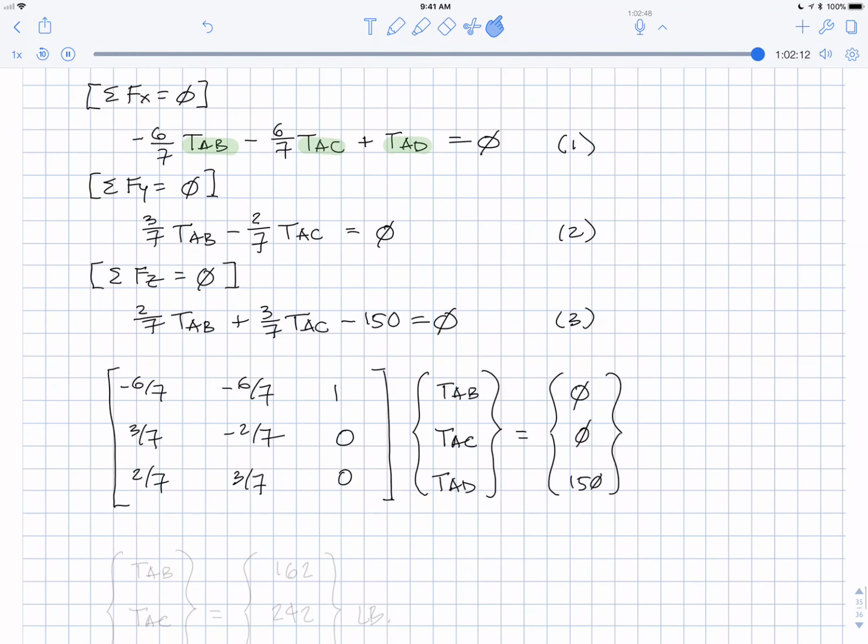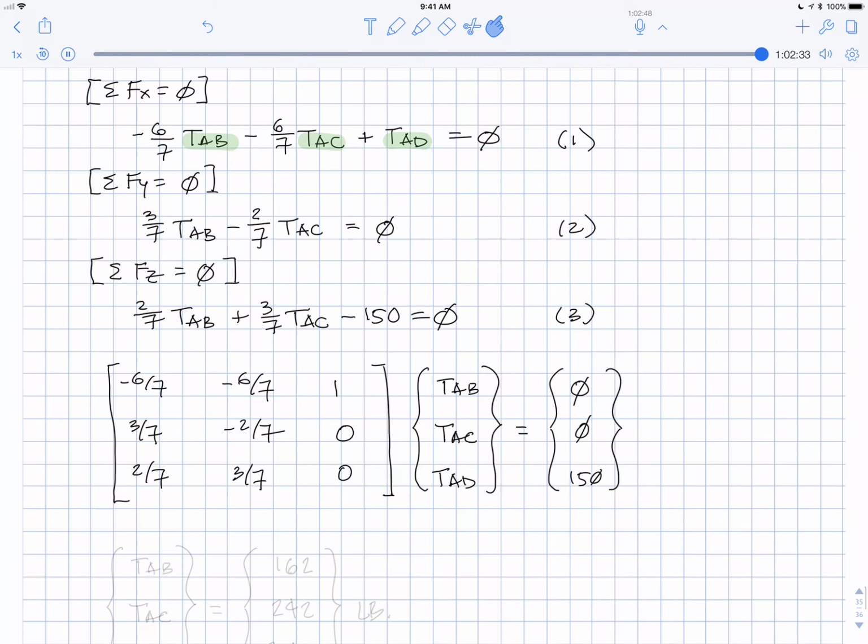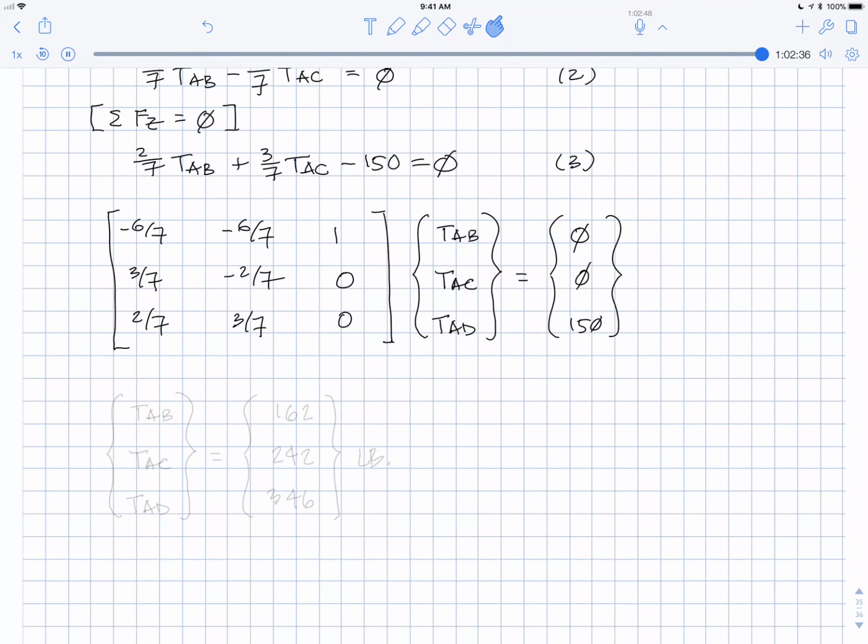Here are the 3 equations ready to put into my calculator. These are in matrix form. Each row is an equation, and the variables are TAB, TAC, TAD. I'll solve this on my calculator and be right back. And after putting this into my calculator, these are the answers that I get. TAB is 162 pounds in tension, TAC 242 pounds in tension, and TAD 346 pounds in tension.